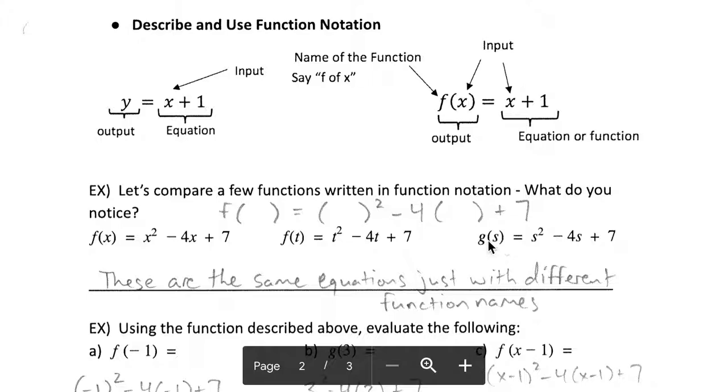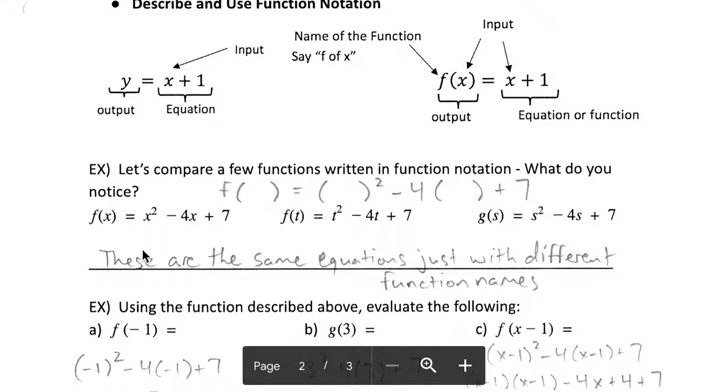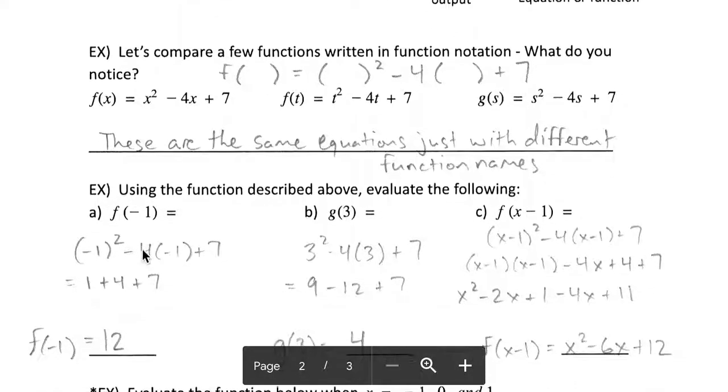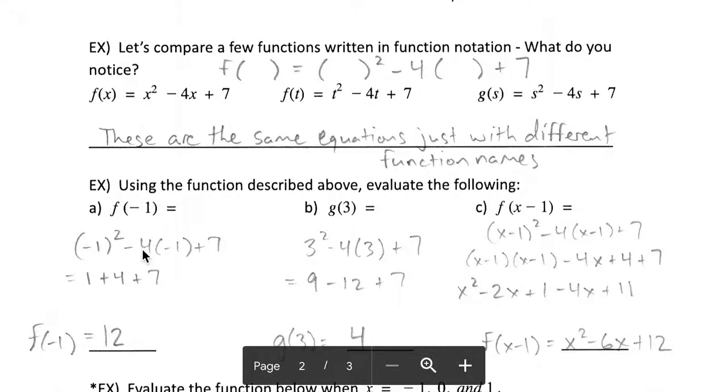Spatia is where it comes from. So we can always change the letters of our function name or input variable, but that doesn't change the actual equation. Let's practice using those functions and practice evaluating some inputs here.